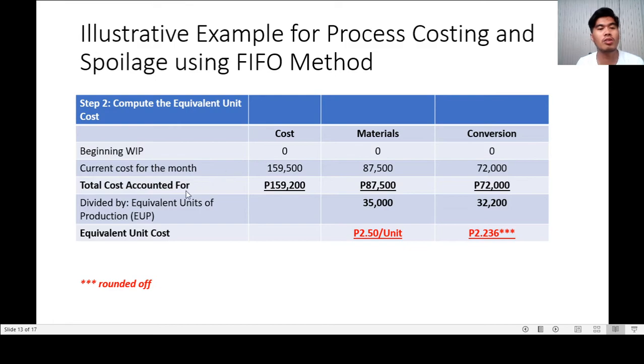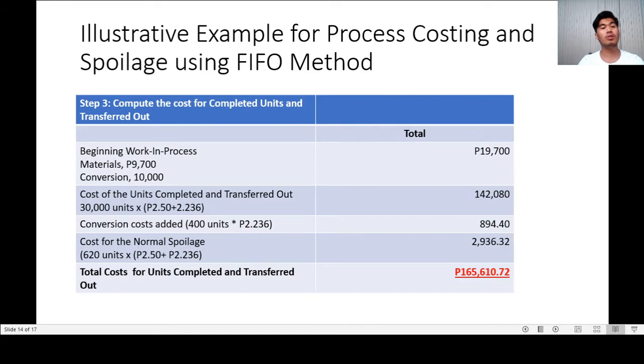So ito yung total cost accounted for is 87,500, 72,500. And divide mo by the equivalent units of production or EUP, 35,000 for materials and 32,200 for conversion. So yung EUC or the equivalent unit cost natin for materials is 2.5 and then for conversion is 2.236. That is rounded off.